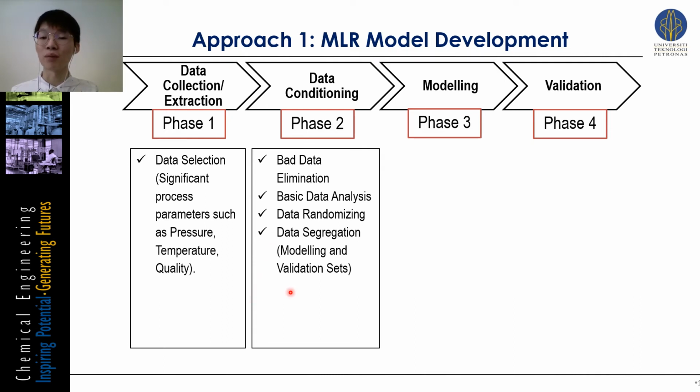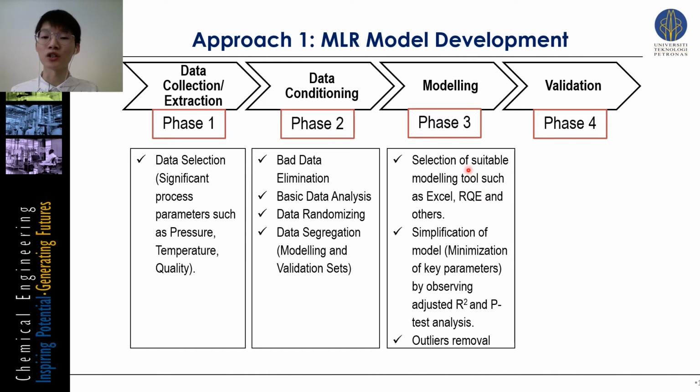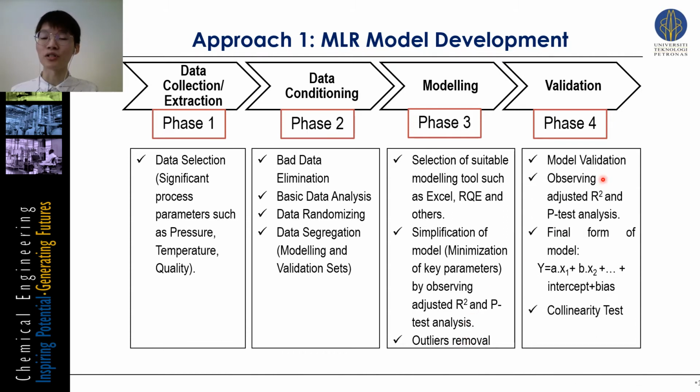For phase 3, modeling, I developed my model using Excel-based, and I simplified my model by observing the adjusted R-square, p-test analysis, and removing the outliers. Eventually, I have to validate my model by using the validation set that I segregated just now, and I'm going to observe my adjusted R-square and p-test and also the collinearity by using the variance inflation factor, and this is the final form of my model.